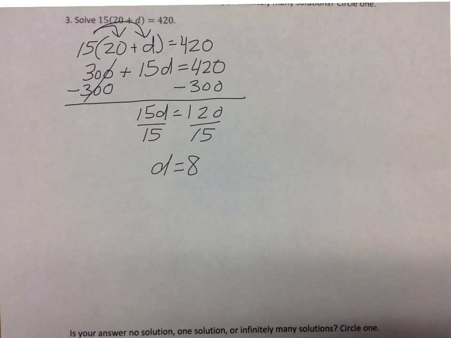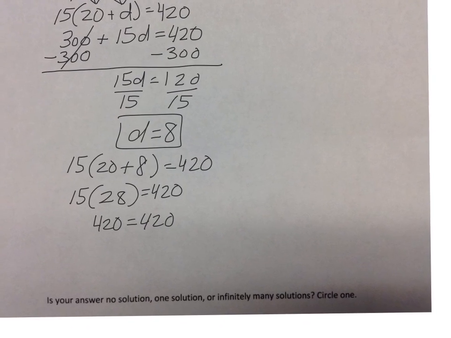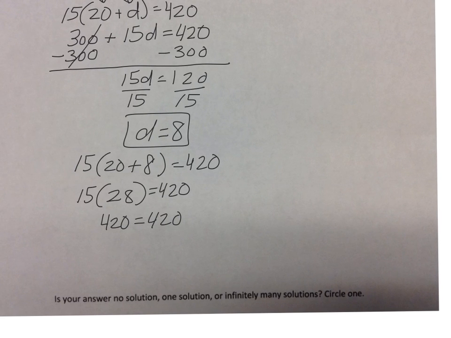Now, if you want to see if you did it right, let's go ahead and check it. In place of d, I'm going to plug in 8. I'm going to go ahead and do what's in our grouping symbols, which is 28. And 15 times 28 does equal 420. All right, so we know that d equals 8. Now we're going to go ahead and answer the question below. The question being, is your answer no solution, one solution, or infinitely many? Well, if we only have one number that we can plug into this solution to make it work, so that would be the one solution right over there.